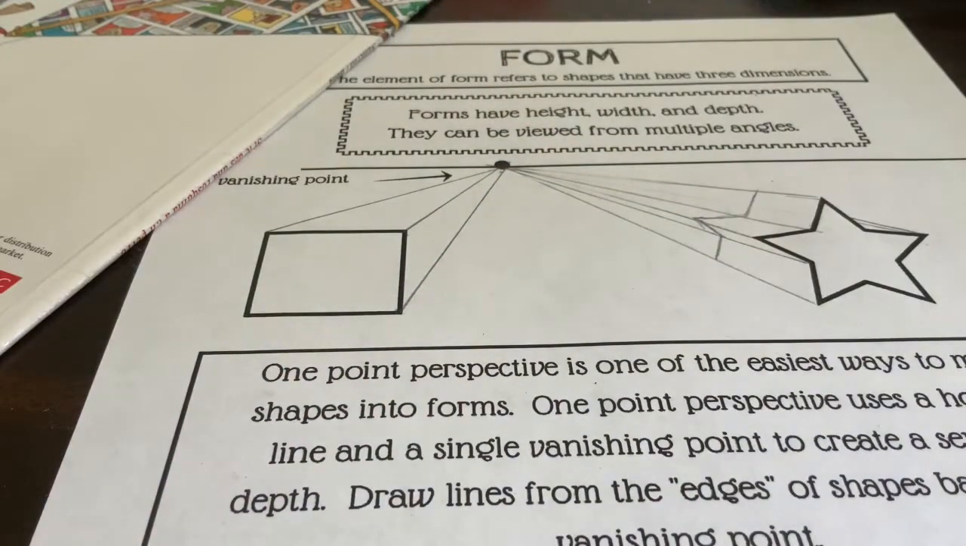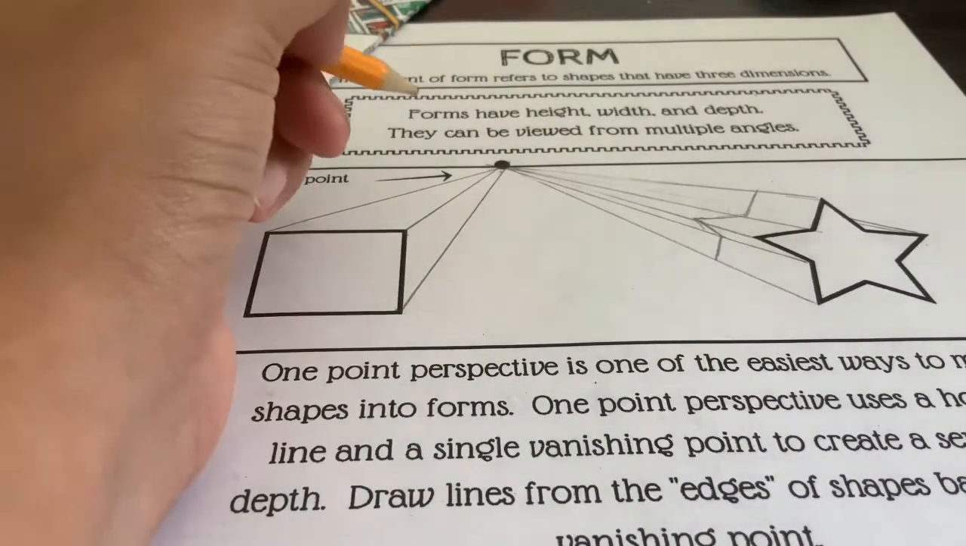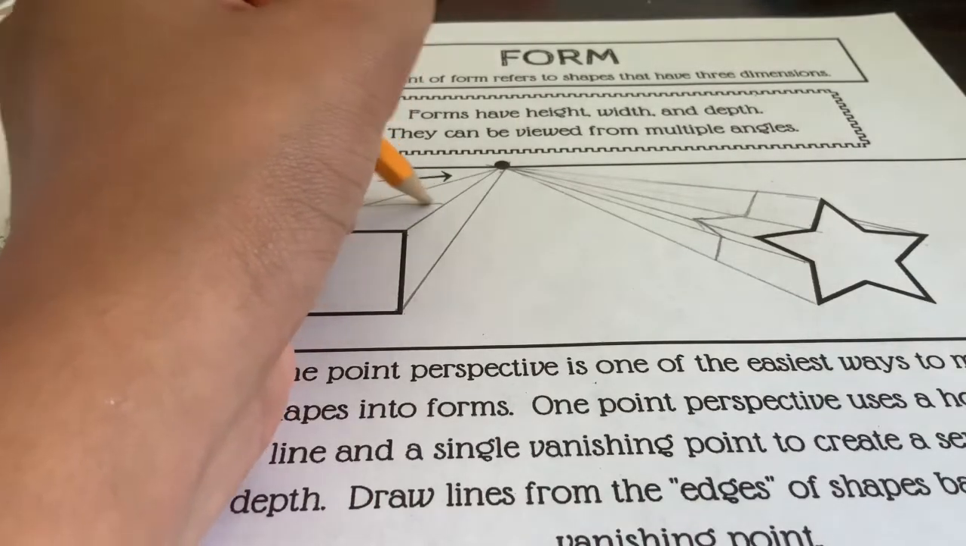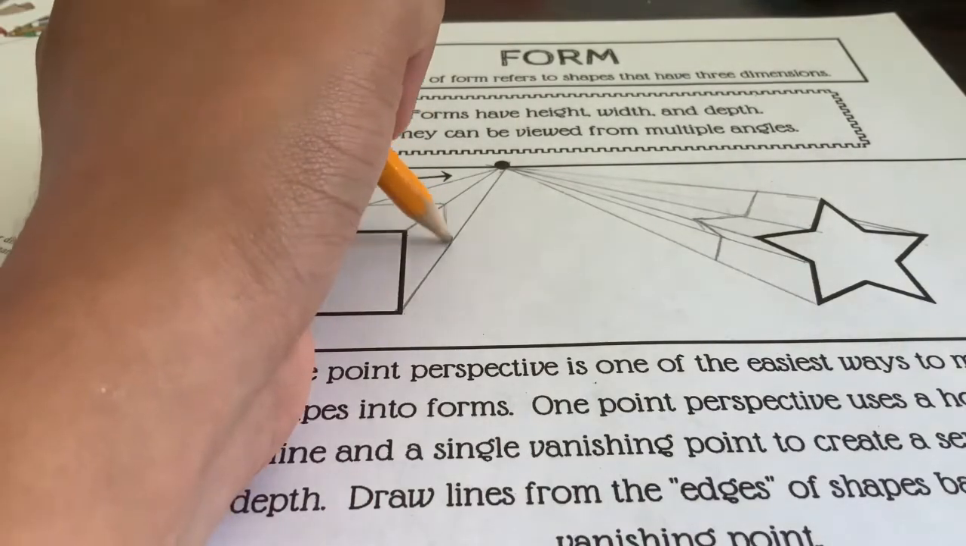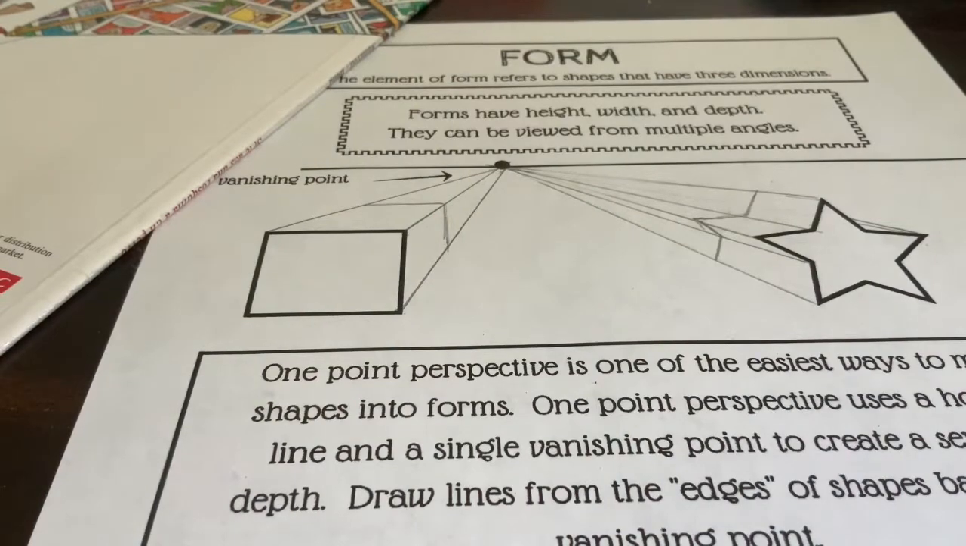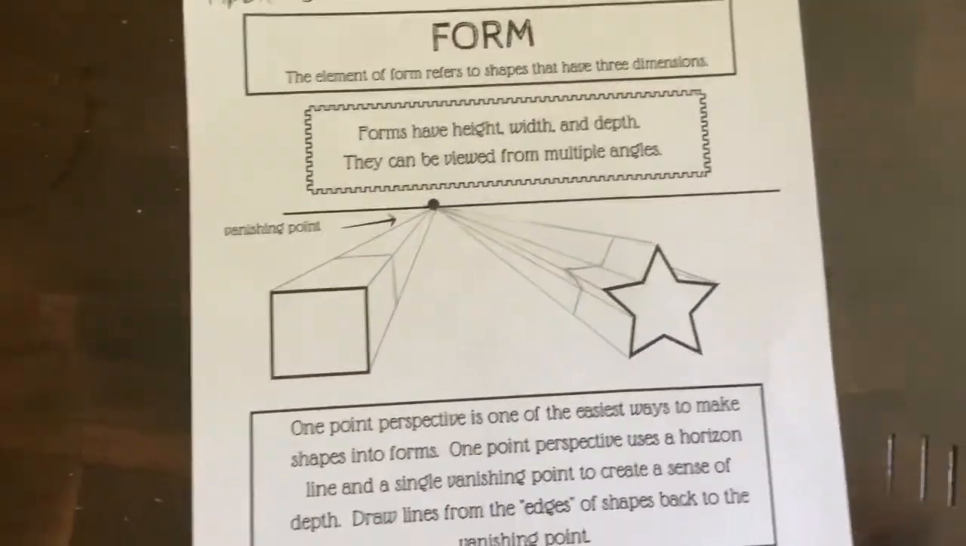I'm now going to add some lines that go horizontally between the lines that I created that are pointing to my vanishing points, and it's going to give that 3D dimension to my square.